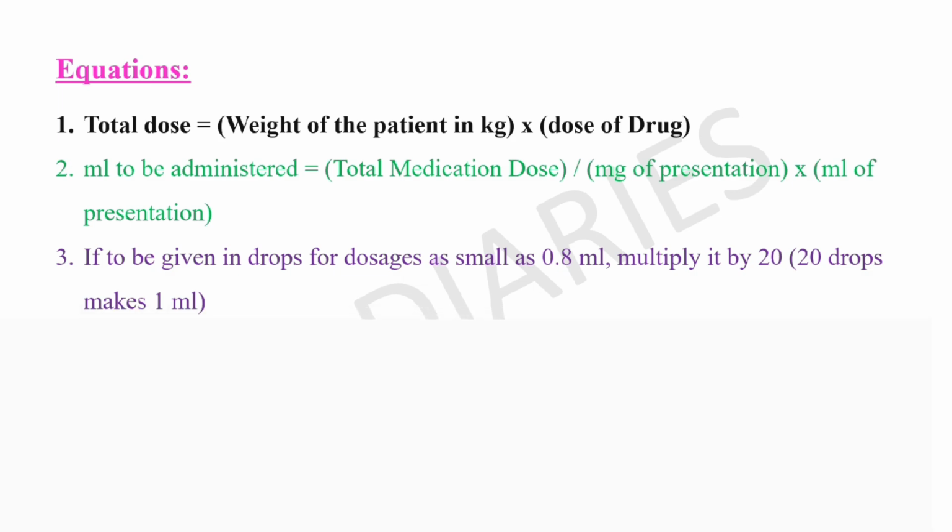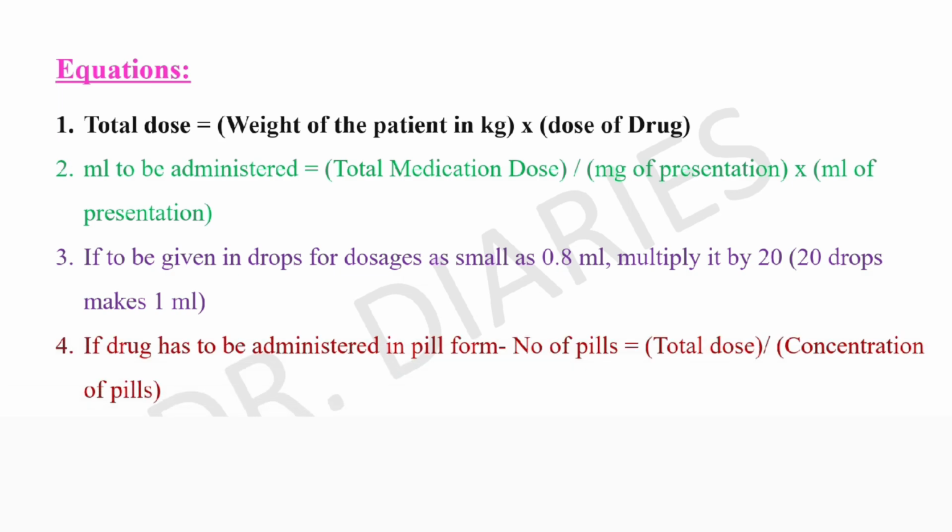Third one, if the medicine has to be given in the form of drops, and if the calculated dose is as small as 0.8 milliliters, then we will multiply it by 20. As we know, 1 milliliter is equal to 20 drops. Multiplying 0.8 milliliters into 20 gives us the amount to be administered. Fourth one is if the drug has to be administered in the pill form, then the formula is total dose divided by the concentration of pills.